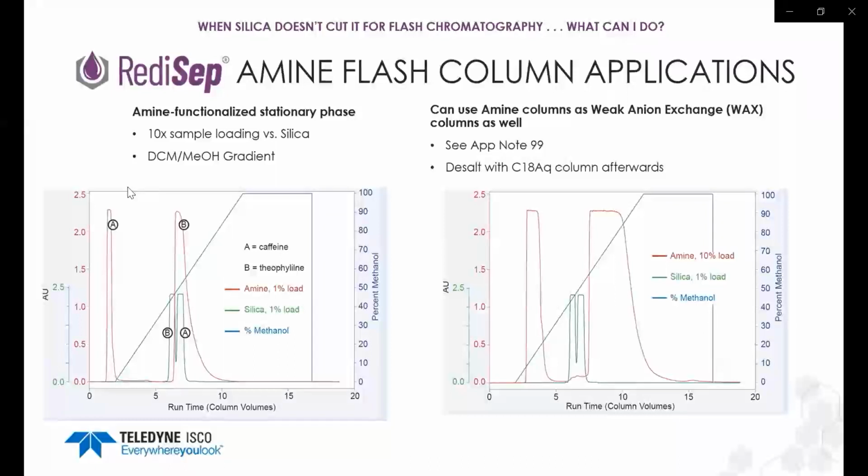One other thing I'll point out is that you can actually use the amine columns as reverse phase as well. You can also use them as a weak anion exchange column. If you look at application note 99, I won't go into the details, but you can use it as a weak anion exchange column, and then you could go ahead and desalt that with a C18AQ column afterwards.